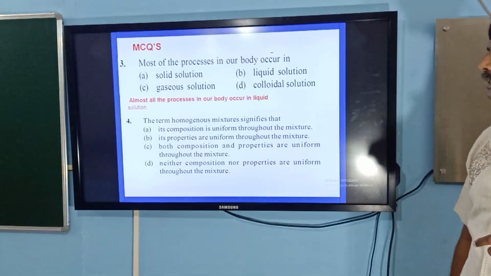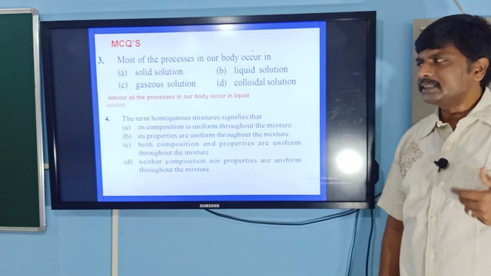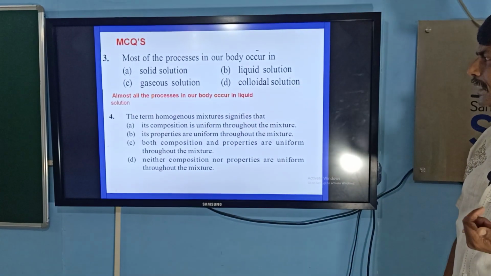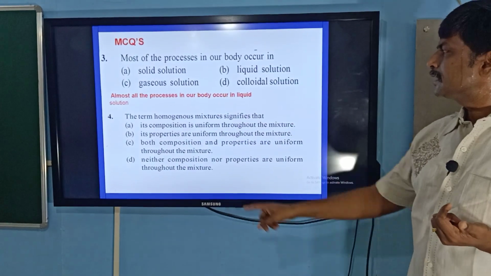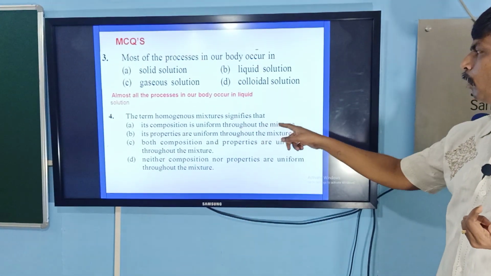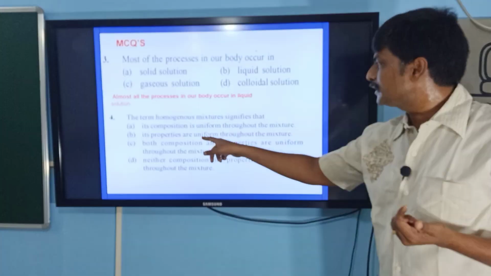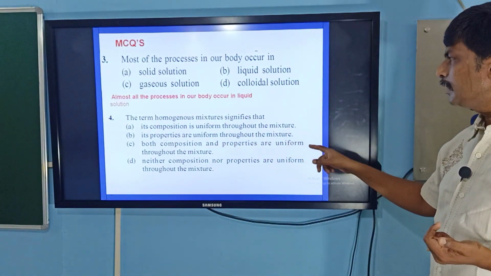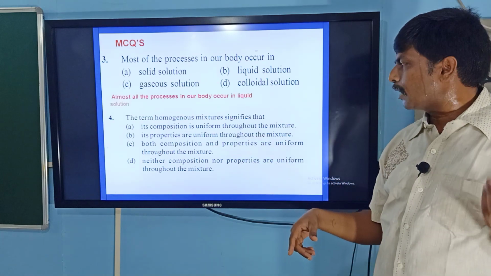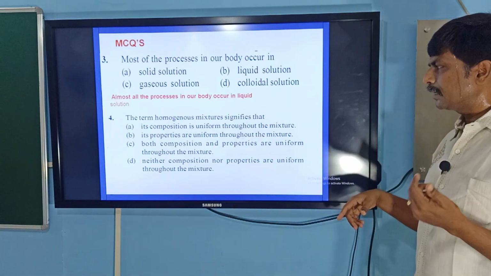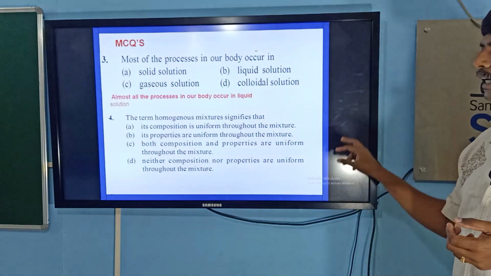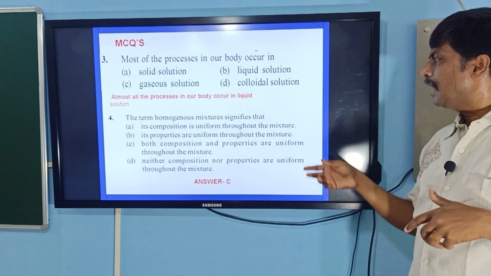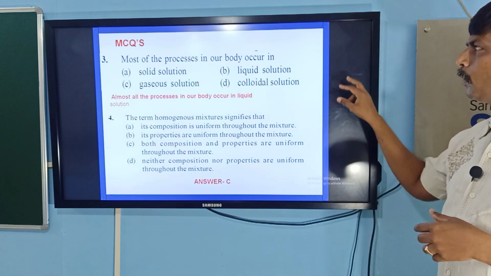Next question. The term homogeneous mixture signifies that its composition is uniform throughout the mixture; its properties are uniform throughout the mixture; both composition and properties are uniform throughout the mixture; neither composition nor properties are uniform throughout the mixture. What is the correct one? Yes, answer C is correct. Both composition and properties are uniform throughout the mixture.